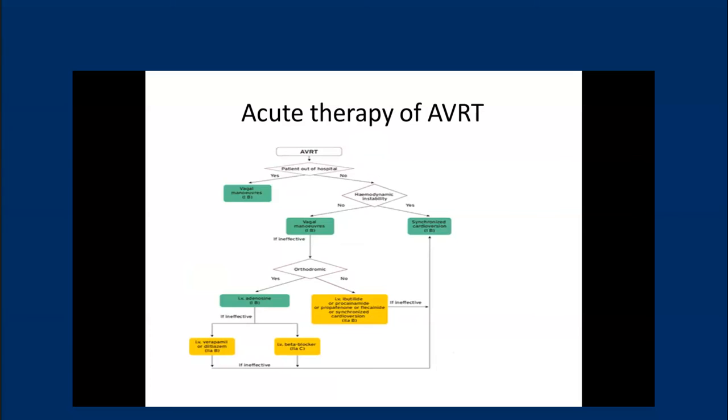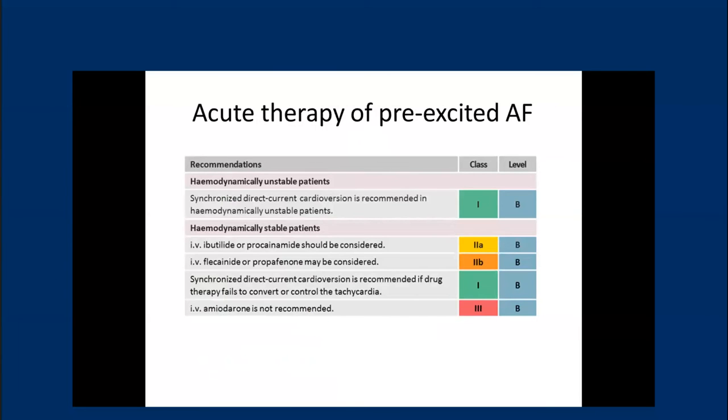For AVRT, as I said, the management option for orthodromic AVRT, which presents as narrow complex tachycardia, is similar to other SVTs. But for those who present with pre-excited AFib, whereby the SVT has degenerated into AFib, and that AFib is propagating through an accessory pathway, the treatment needs to focus on the accessory pathway, and either cardioversion or use of ibutilide or procainamide, the drugs which can affect the accessory pathway as well as the AV node is recommended.